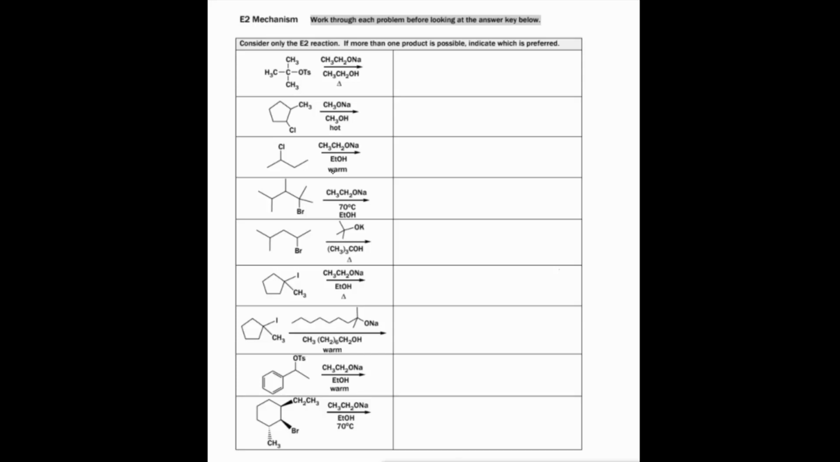The first page of this worksheet asks us to only consider the E2 mechanism and the E2 products, and we should only be working E2 on this page. Now, for the first example here, we don't have an alkyl halide. What we have is OTs. Now, OTs stands for tosylate in organic chemistry.